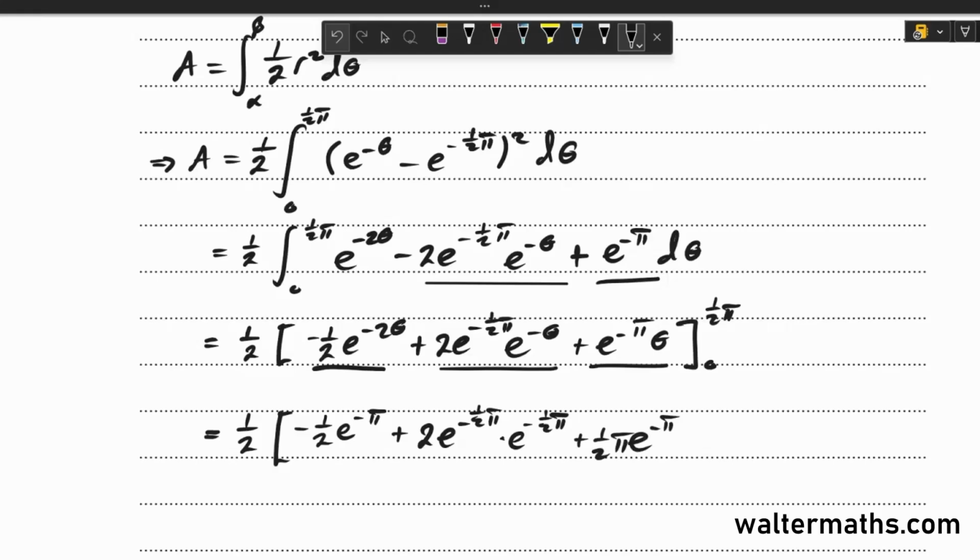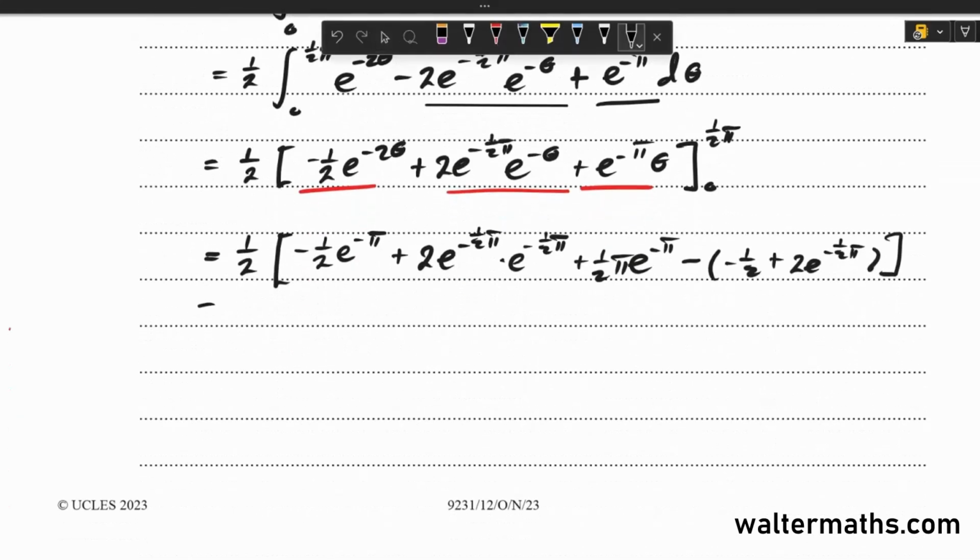And substituting 0 all the way, here we will get minus a half. And here, substituting 0, we will just get 2e to the minus half pi. And lastly, on this part, substituting 0, we get 0. Right. So I'm going to close this. Let's simplify what we got.